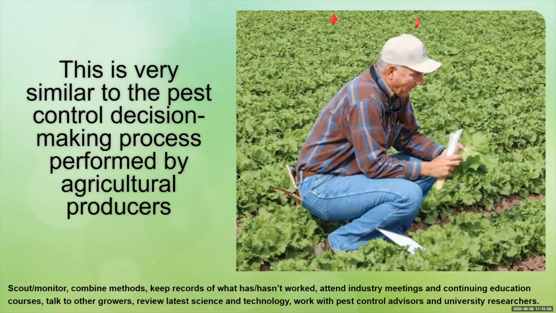They are constantly monitoring, going out, scouting, looking for pests, observing the damage, and making decisions. They combine methods. As I mentioned earlier in the previous screen, there is biological control, mechanical control, a lot of different options. And then they keep records of the methods that have worked and haven't worked, so that they have the background information that they're building upon, so that it helps in their decisions in the next year or next season.